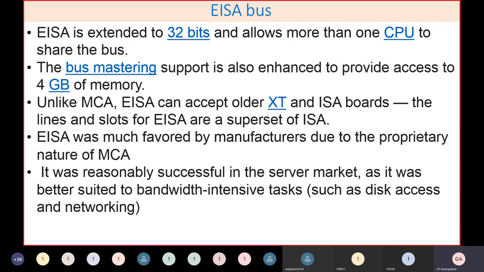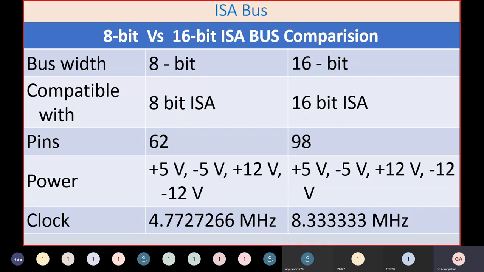This was developed earlier than ISA, but again that has become outdated. Very few manufacturers have used the MCA card. They relied on the ISA card for the development of their systems.